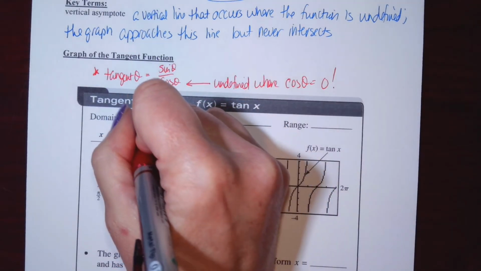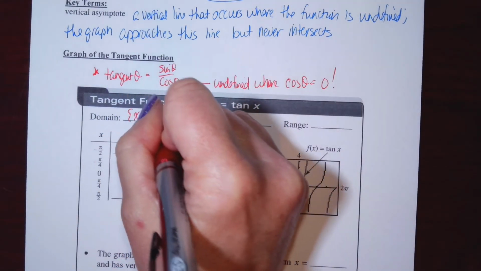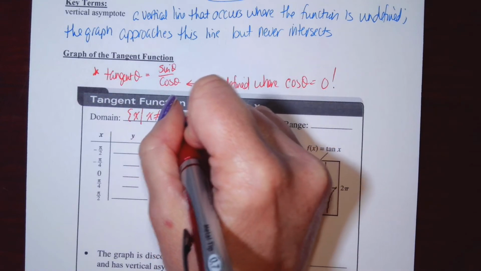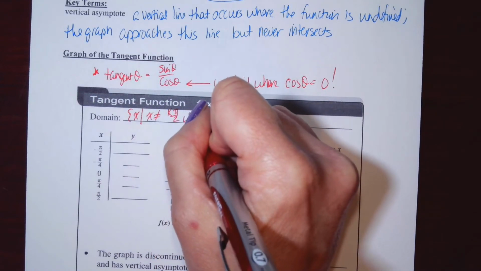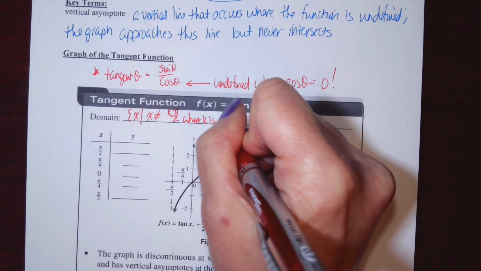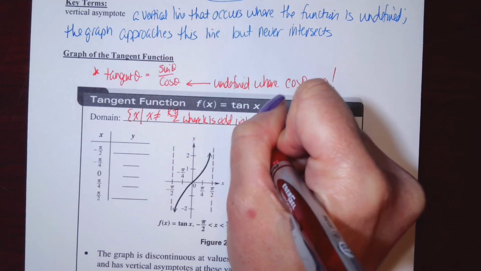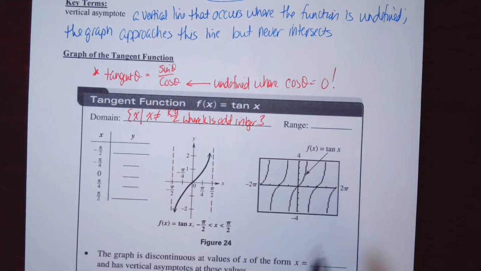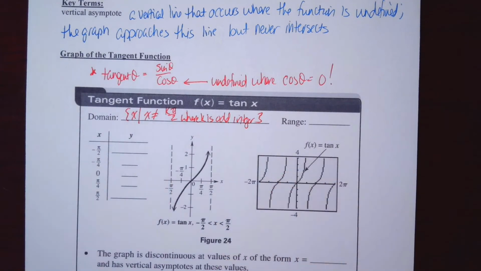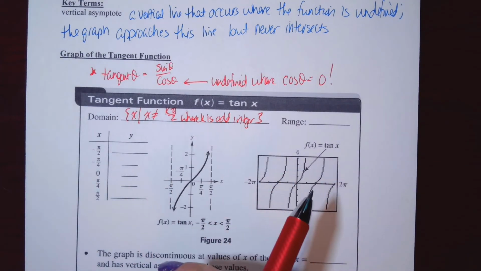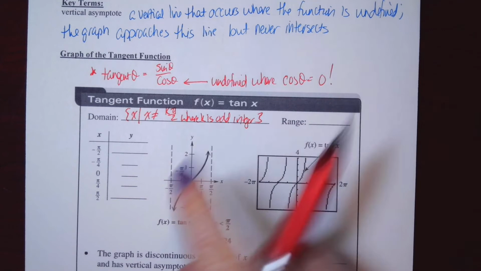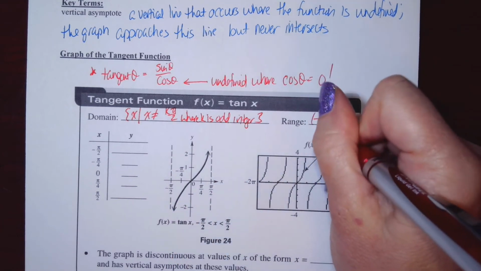So my domain, all values x, such that x is not equal to k pi half, where k is an odd integer. That should sound familiar, right? My secant domain. Range of tangent, all real numbers.